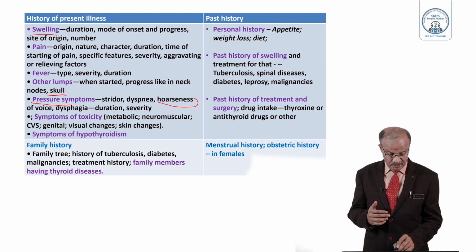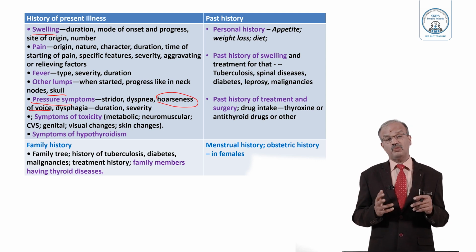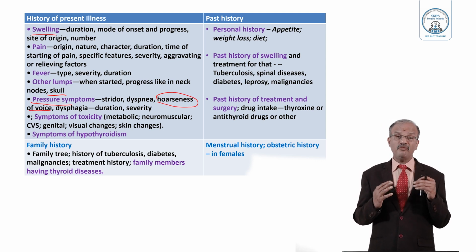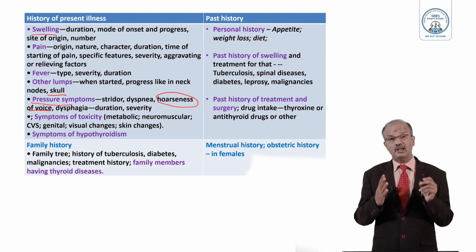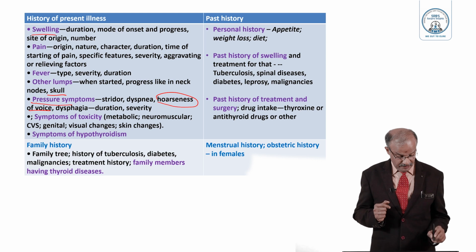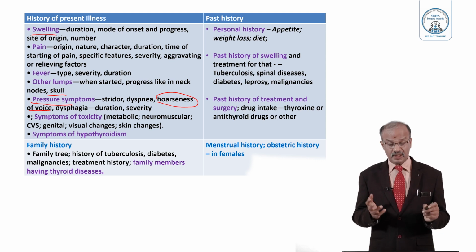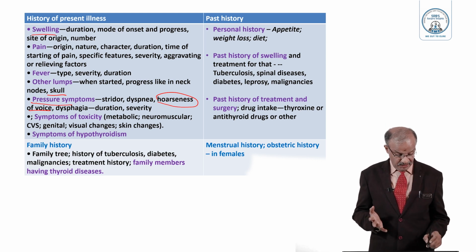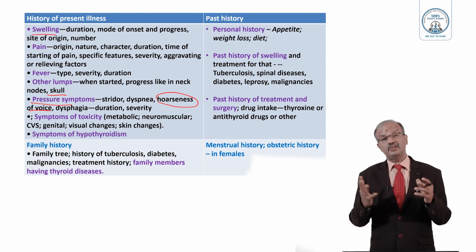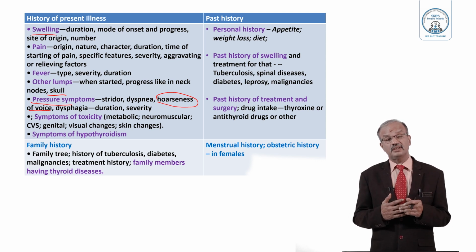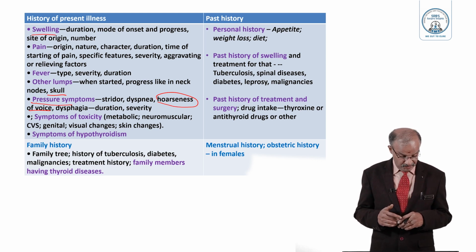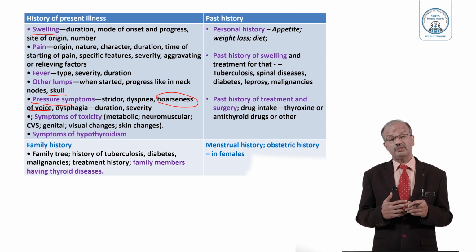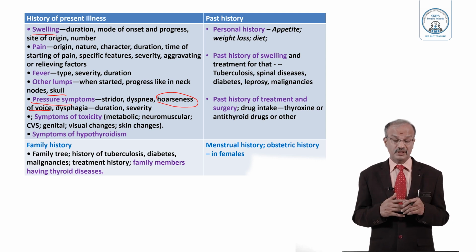Whereas hoarseness of voice is most of the time due to carcinoma only. The recurrent laryngeal nerve has to be infiltrated by the thyroid. So it's a very significant, very specific clinical finding: hoarseness of voice suggests malignancy. Symptoms of toxicity like metabolic changes, neuromuscular changes, genital, visual, and skin changes, all those things are there. Skin changes, pretibial myxedema, all those things are quite significant. You can always go through my book for the different symptoms and toxic features which are very important to identify in such a patient.